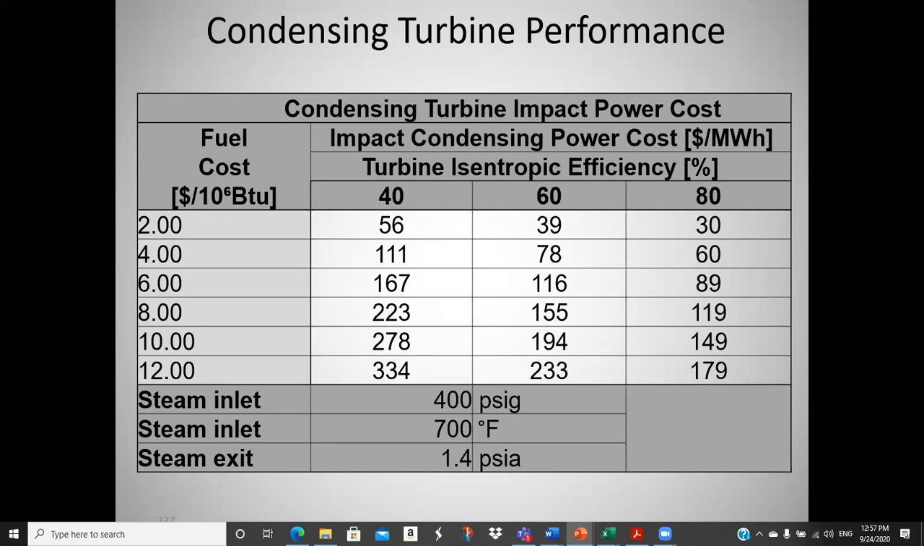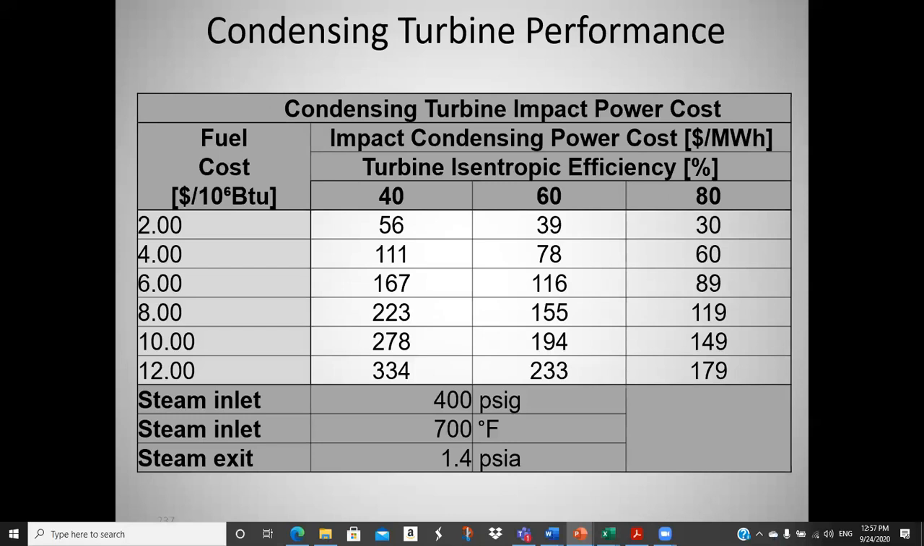So if we get down to something like $8 fuel at 60%, we're looking at 15.5 cents as our cost to produce it. Oh, crap. And I can buy it for 7 or 8 cents from the utility company. So you see, whereas the back pressure turbine economics were compelling, these are compelling in a reverse direction for most cases.